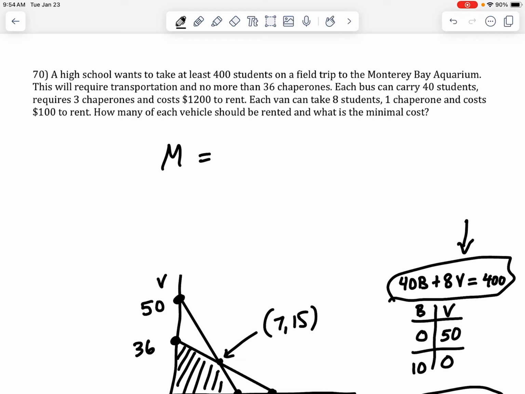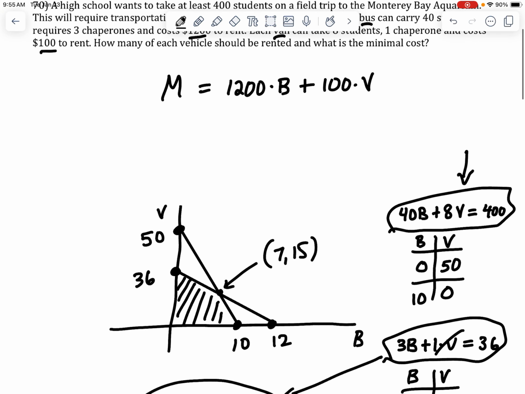So when talking about the buses, they cost $1,200 to rent. So it's going to cost $1,200 for every bus, plus it's going to cost $100 for a van. And then the question is basically out of this point, this point, this one, and this one, which one is going to create the smallest amount of money?